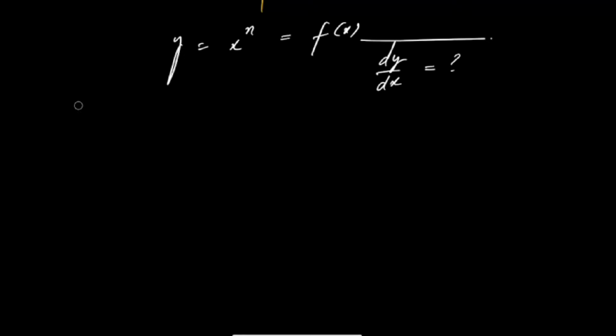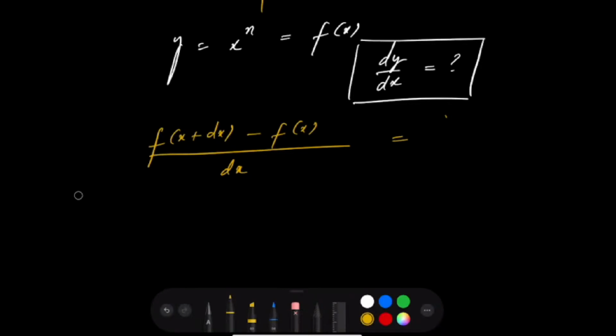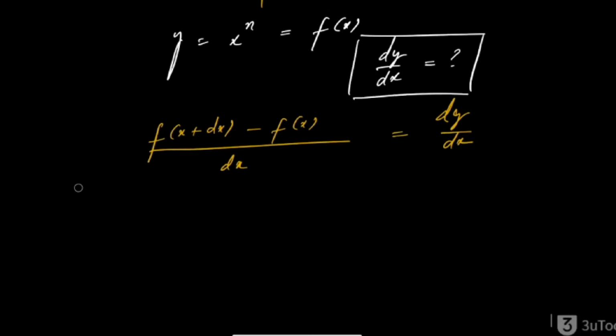Okay. So if y is equal to x power n, which is equal to f of x, what is dy by dx? I made a guess that it is n into x power n minus 1, but what is the proof? So let me try to prove this. What is the derivative? f of x plus dx minus f of x, divided by dx. This is your derivative, right? So I have to substitute the value here to check whether that is the case or not.